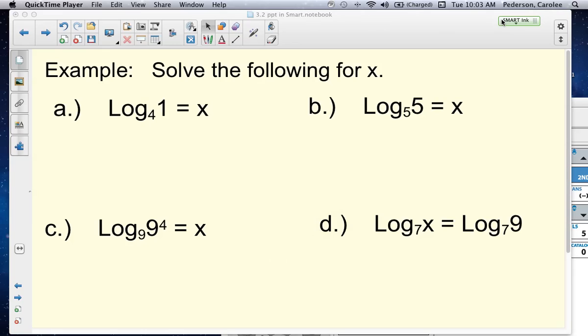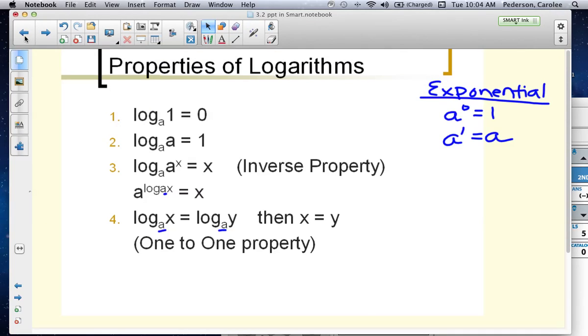This is 3.2, day 1, part 2. So now we're going to use those properties on the previous slide to solve for x. First example, logarithm base 4 of 1 equals x. And we want to find out, what does x equal? So we're referring to these properties.